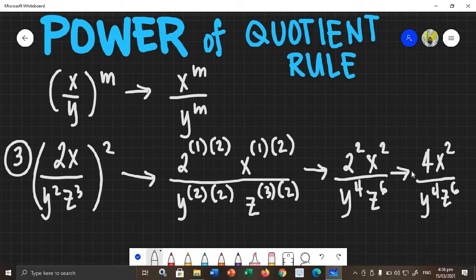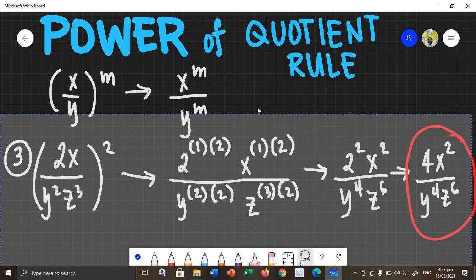We cannot apply the quotient rule kasi wala naman tayong same ng bases sa numerator and denominator natin. Therefore, this will be now our final answer. And then, last example.